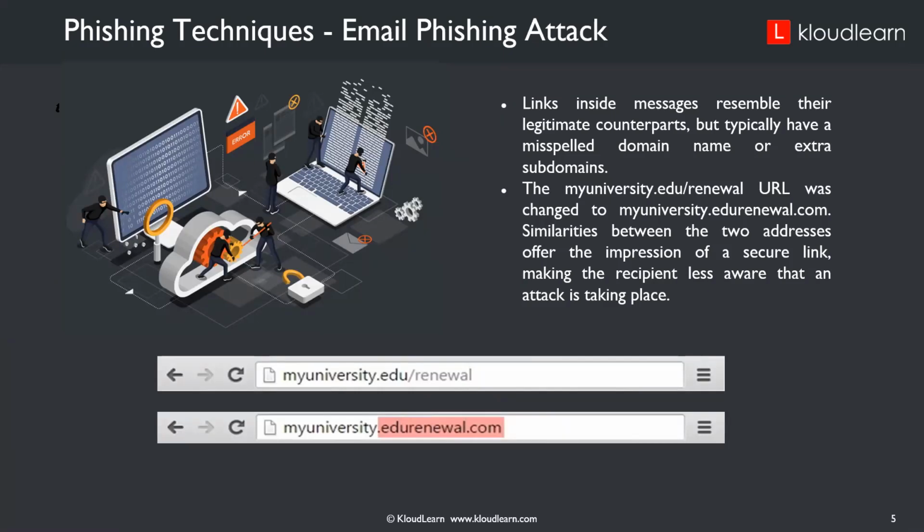Links inside messages resemble their legitimate counterparts, but typically have a misspelled domain name or extra subdomains. For example, the myuniversity.edu/renewal URL was changed to myuniversity.edurenewal.com. Similarities between these 2 addresses offer the impression of a secure link, making the recipient less aware that an attack is taking place.